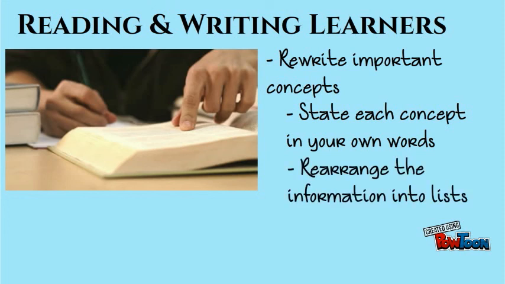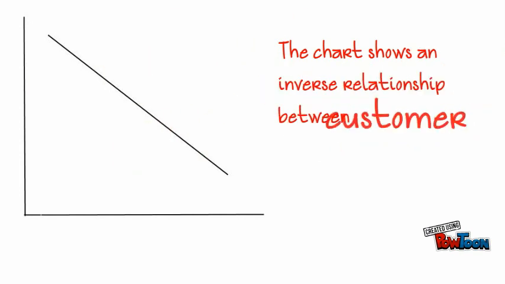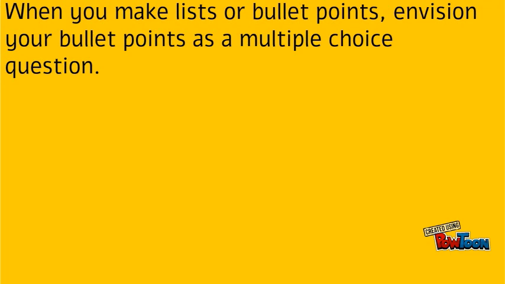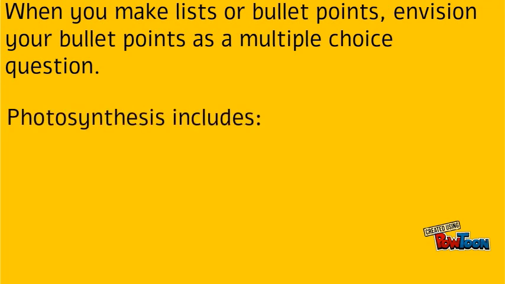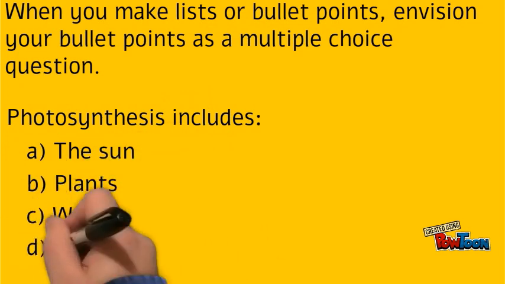Because you are a reader-writer, you like when information is organized. After you take notes, go back and rearrange the information into lists. When you see graphs, translate them into words. For example, the chart shows an inverse relationship between customer satisfaction and price. When you make lists and bullet points, imagine your bullet points as multiple choice exams. This will help you prepare for both multiple choice exams and essays.